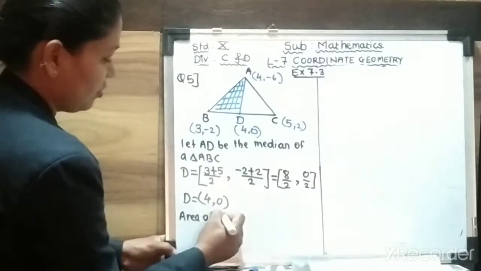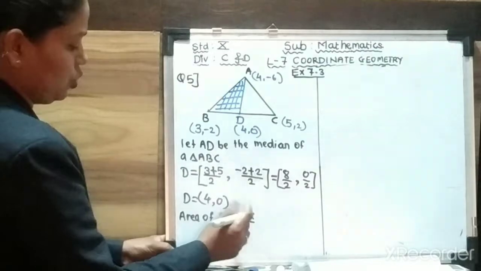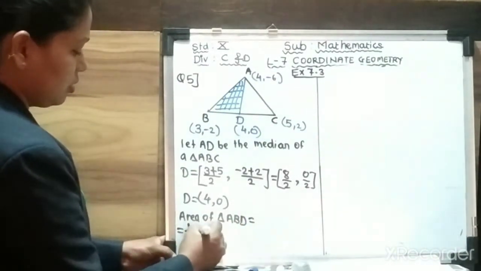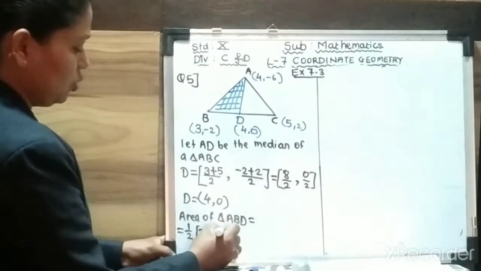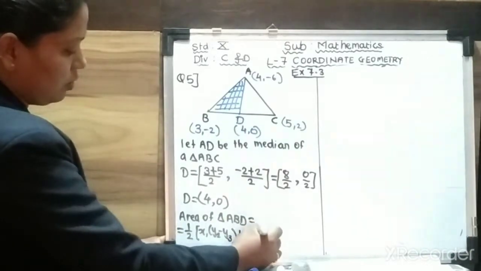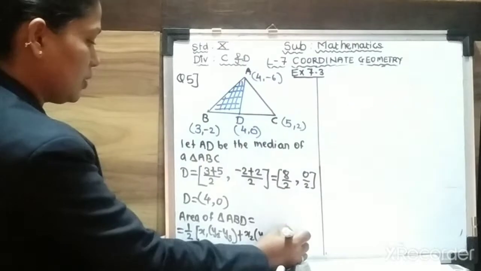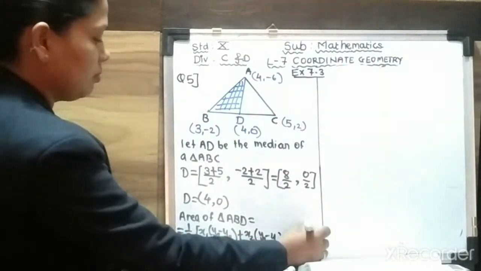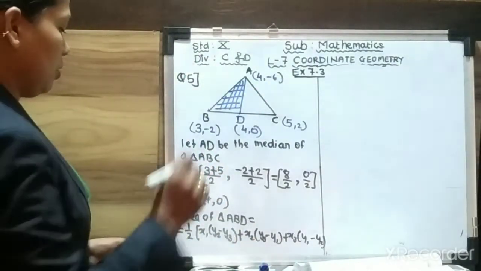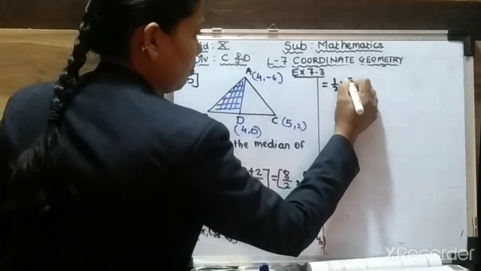Area of triangle ABD equals, I'll write that formula once: half inside a bracket, x1 (y2 minus y3) plus x2 (y3 minus y1) plus x3 (y1 minus y2). Right? The formula is written only once, so write it down.